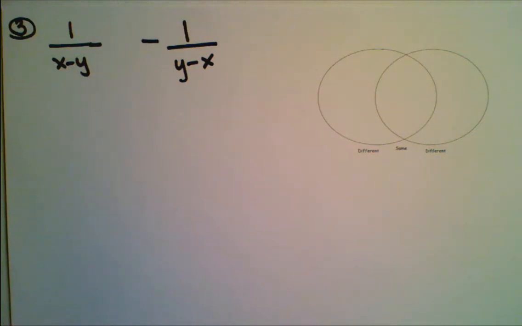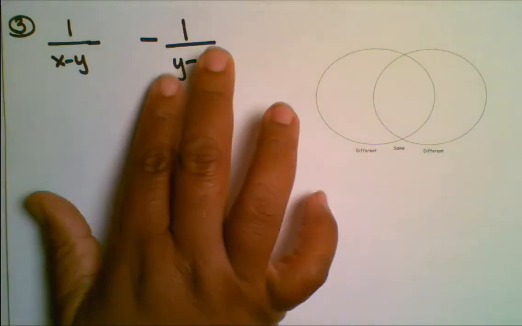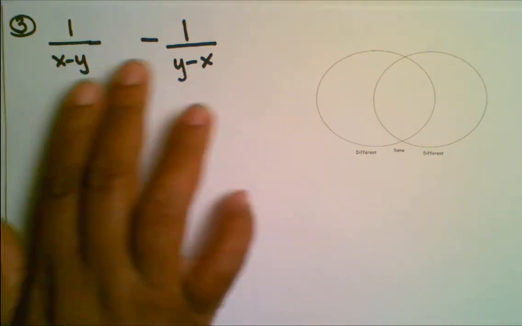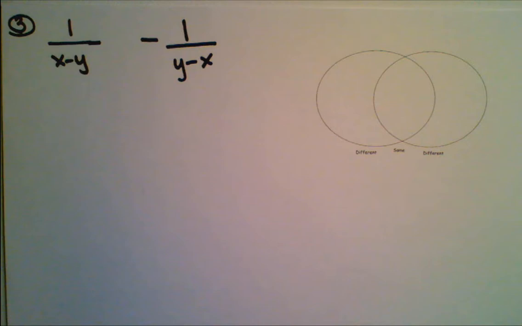Number 3, we have 1 over x minus y minus 1 over y minus x. So we've done a couple of these types of problems where the terms were not in descending order, where we have one term that was a variable, the other term was a number. Now here we have variables. Well, when we have variables and we want the terms to be in descending order, we write it in alphabetical order.